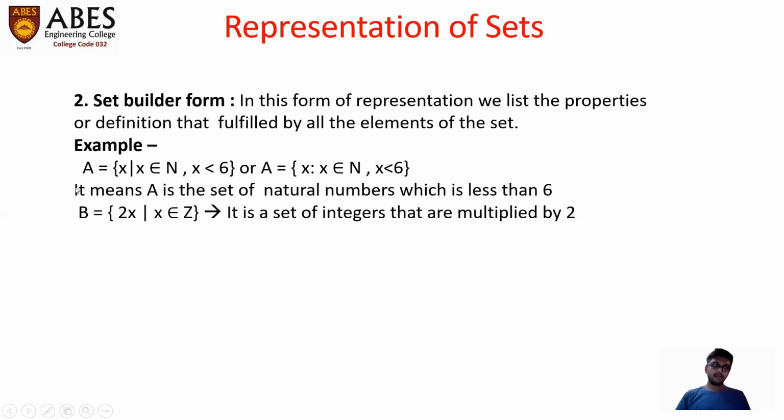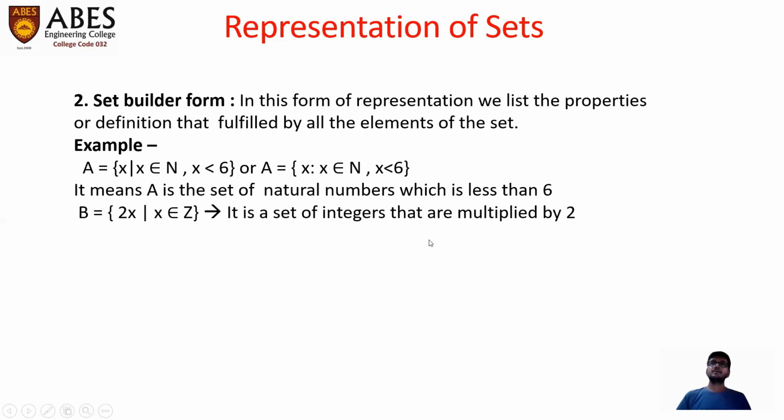Here I'm taking an example: set A is there, in which the property specifies that x is the name of the elements that will be part of the set A. The property says that x belongs to the set of natural numbers, and N indicates natural numbers. So the first property says that all the elements that are part of the set will belong to the set of natural numbers. Another condition says that x is less than 6.